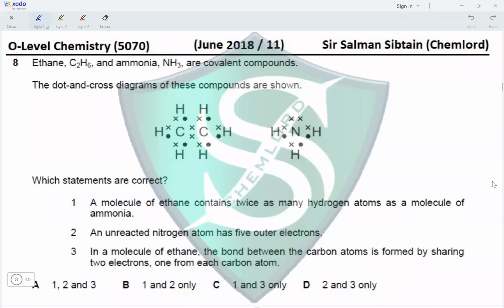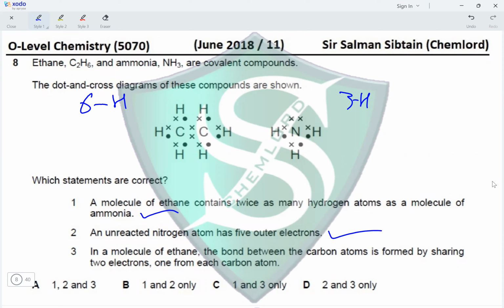Question 8. Ethane and ammonia are covalent compounds. The dot and cross diagrams of these compounds are shown. Which statements are correct? A molecule of ethane contains twice as many hydrogen atoms as a molecule of ammonia. Ethane has 6 hydrogen atoms. Ammonia has 3 hydrogen atoms. So 3 twos are 6. This statement is correct. An unreacted nitrogen atom has 5 outer electrons. Nitrogen belongs to group 5, so it will have 5 valence electrons. This statement is also correct.